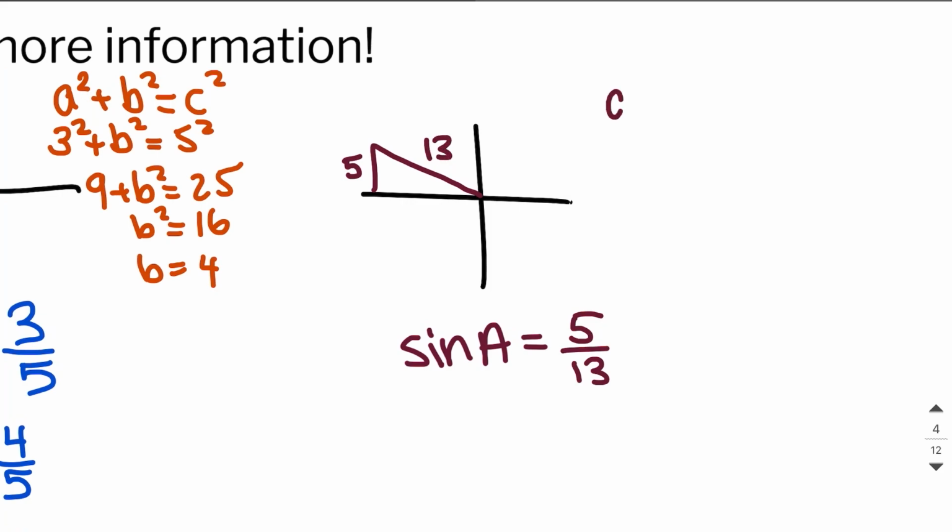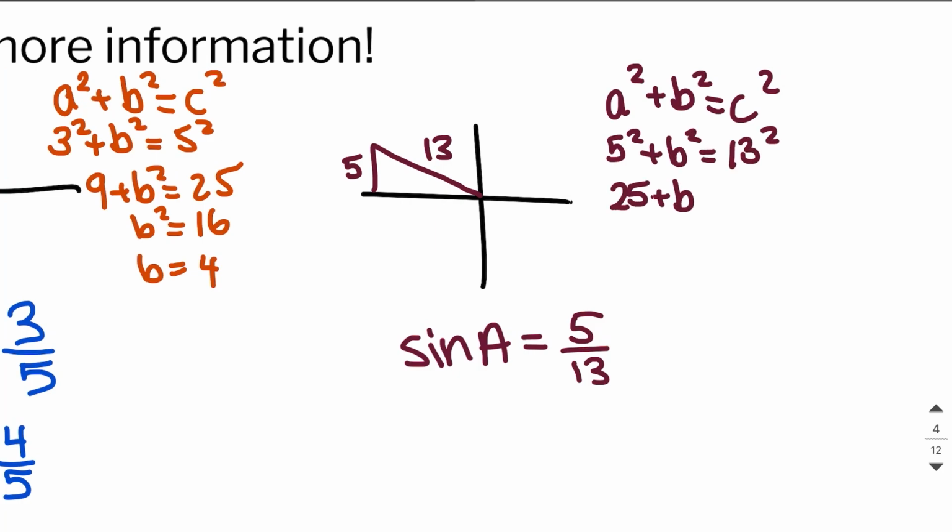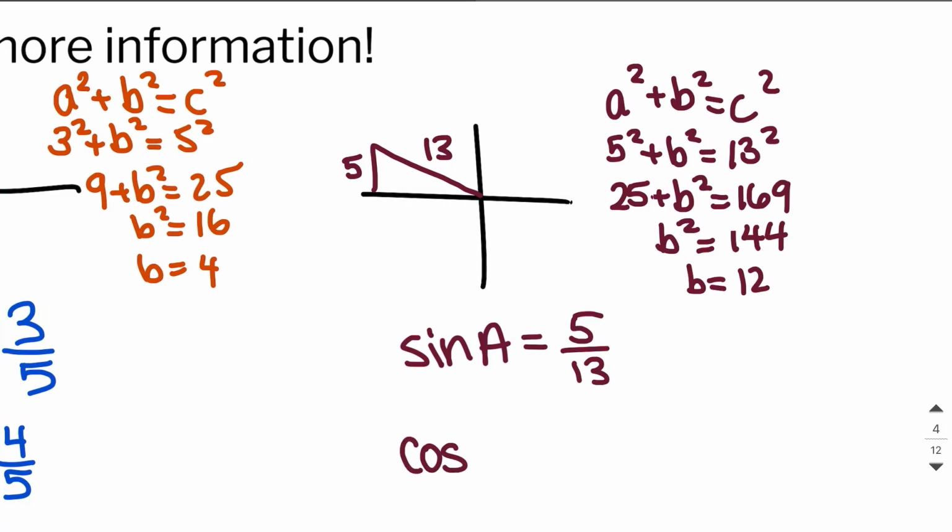So I could do Pythagorean theorem again to solve for my c value right here. So 5 squared plus b squared equals 13 squared. I'm going through this pretty quickly. Knowing those Pythagorean triples is also really helpful because then you don't have to do any of this work at all. So here I know that little b would be negative 12. So we know that cosine, and I apologize, this should not be sine of A. This is angle B now that we're talking about.